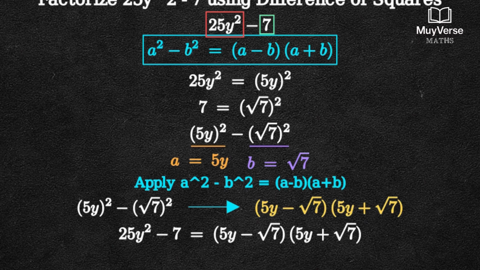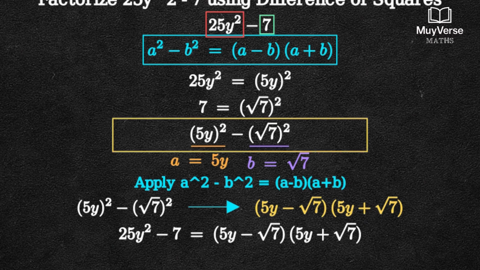The fast visual cue is see two perfect squares separated by a minus sign, then immediately think factor as a minus b times a plus b. And that is the complete, no skipping solution. Nicely done.